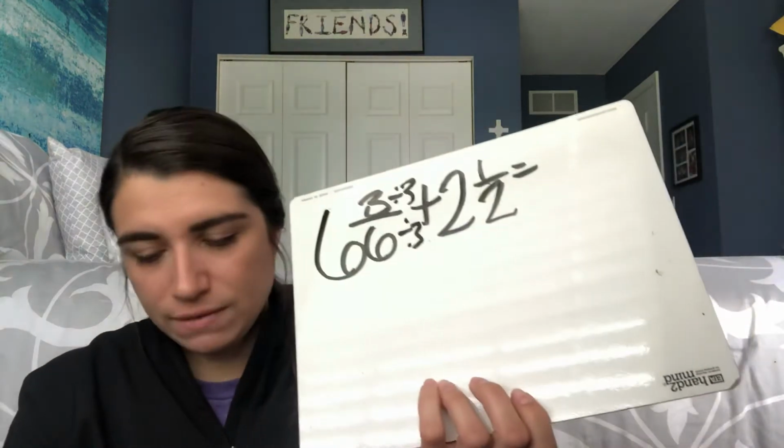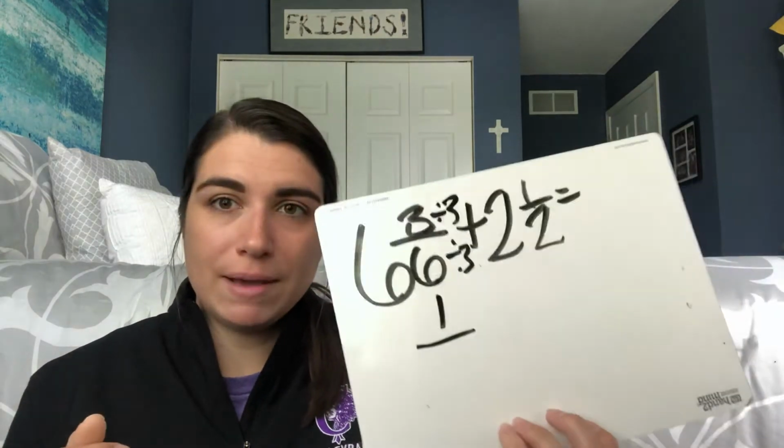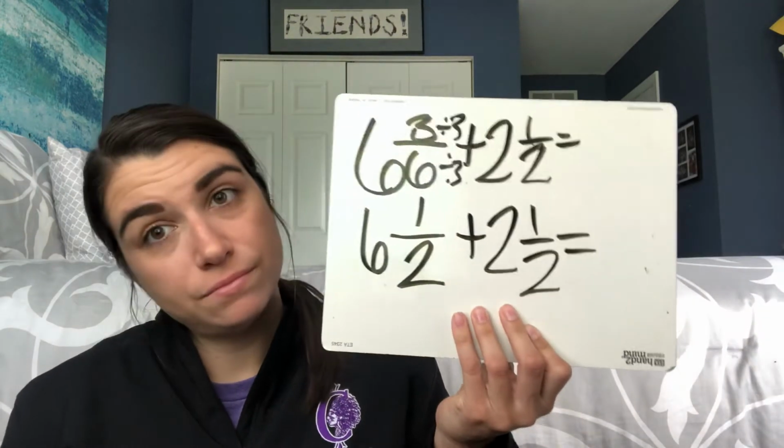So I'm taking 3 divided by 3, which is 1, and 6 divided by 3, which is 2. And then my 6 stays, so it's 6 1/2 plus 2 1/2. So what's 6 plus 2? 8. 1 plus 1 is 2, and my denominator is 2.